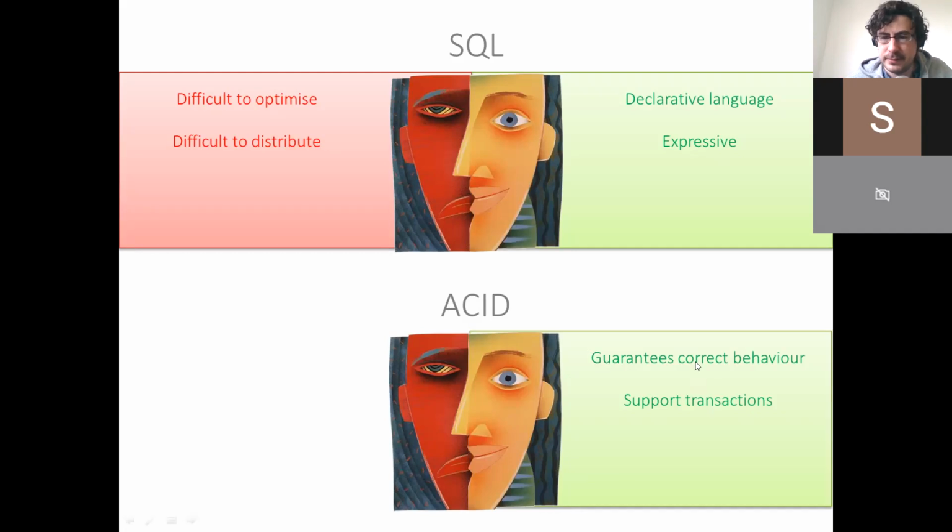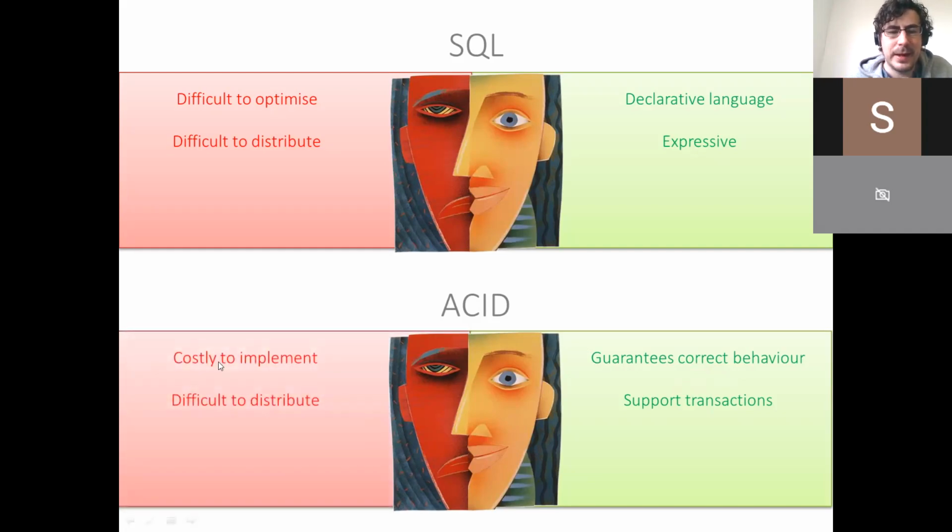So these guarantees are very important for guaranteeing correct behavior. For example, in the context of a bank, if we have lots of transactional data, we don't want to forget some transactions that were made by our clients. On the negative side, implementing ACID is costly and it's difficult to distribute these guarantees. So it's not trivial to provide ACID in a distributed setting, and we'll talk more about what sorts of guarantees we can or cannot have in a distributed setting. So we have some positives and some negatives for SQL and ACID.